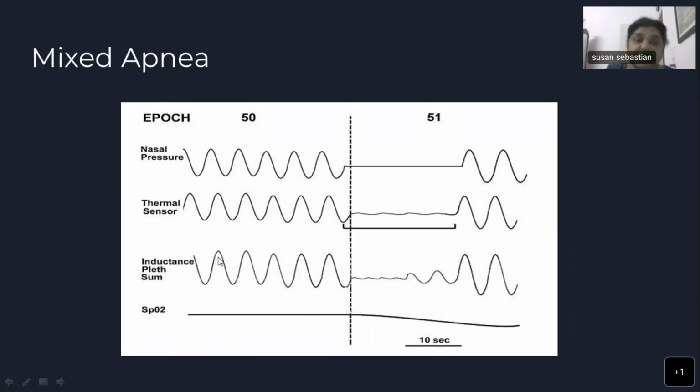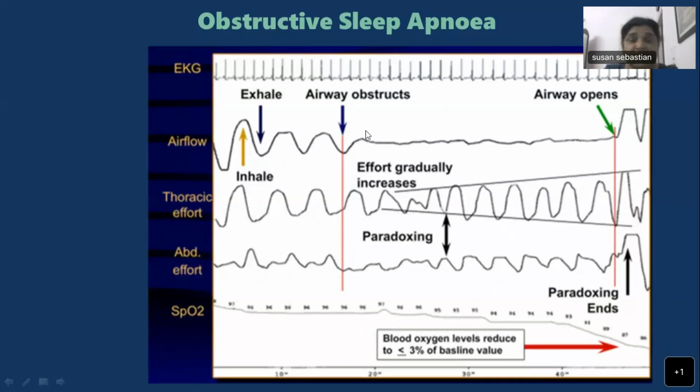When it's a mixed pattern, it becomes a mixed apnea. You can see that there is no flow here, and as you come here there is no activity initially, like the central one, but slowly the muscle activity is picking up. So it's a mixed pattern. If you look at the obstructive event, we are more concerned about the obstructive event. So we'll look at it again.